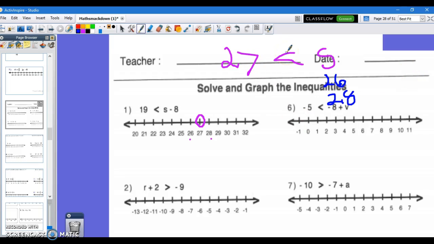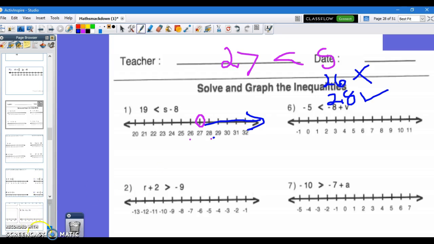27 is less than 26. Is that correct? No, it's not. Read the next one. 27 is less than 28. Is that correct? Yes, it is. Now that I know that the 28 is the number that makes this a true statement, my arrow should be going in the direction of the 28.